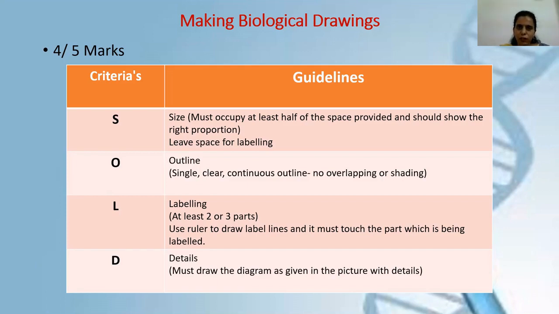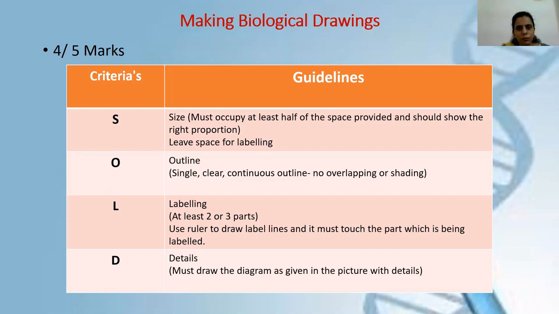But make sure that when you are drawing the diagram, you leave space for labeling. Around the diagram, space should be left for labeling, and make sure that you draw your diagram in the center of the page. Second criterion is O, that is outline. Whenever you draw the diagram, the outline should be very clear. You should not overlap the lines. Don't draw one line 2-3 times.